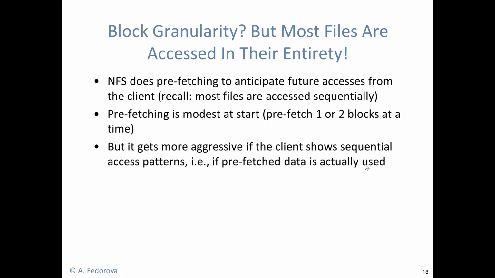And prefetching basically assumes that the file will be accessed sequentially and in its entirety, but it starts out modestly. So when the client accesses the first file, instead of fetching just one block of that file, we prefetch a couple of blocks. But if the client continues accessing the file sequentially, NFS prefetches more and more blocks.